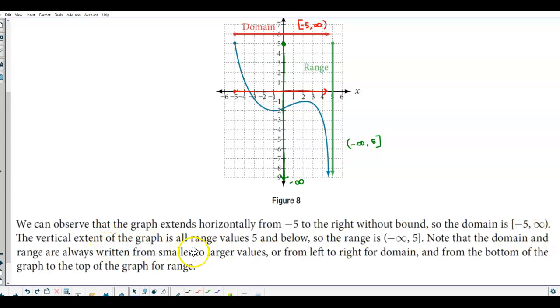And the vertical extent of the graph is all range values 5 and below, so the range is -infinity to 5. Now note that the domain and range are always written from smaller to larger values, or from left to right for domain, and from the bottom of the graph to the top of the graph for the range.